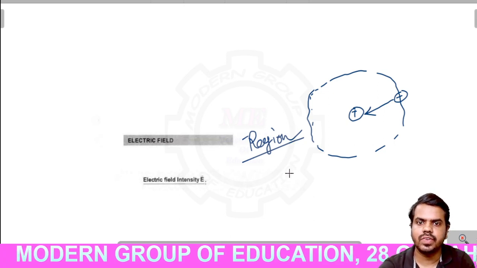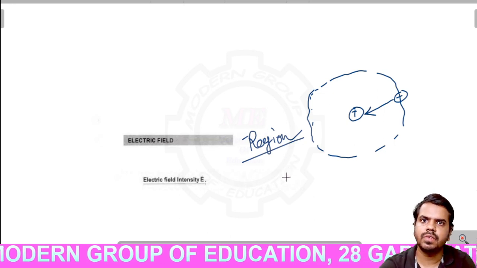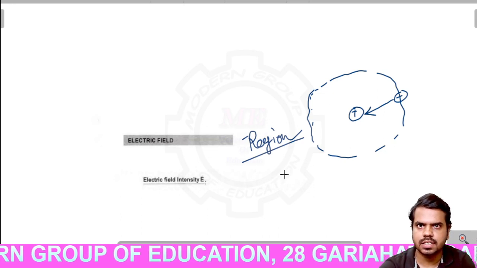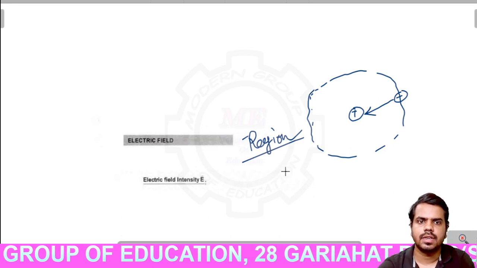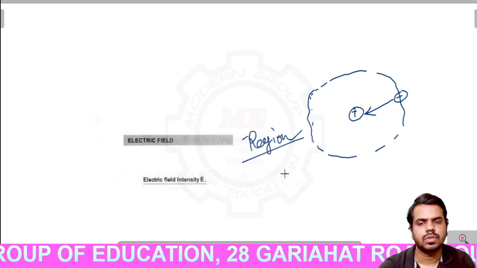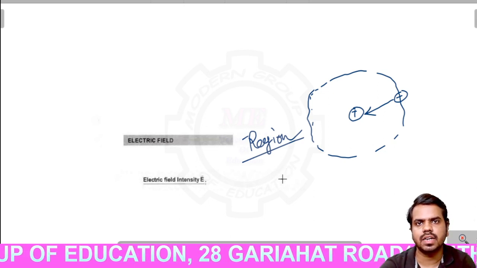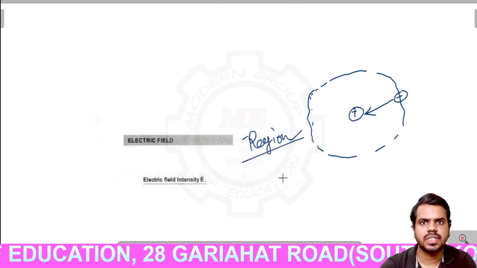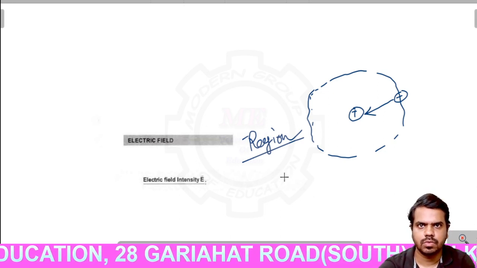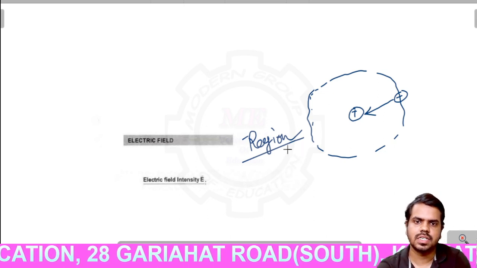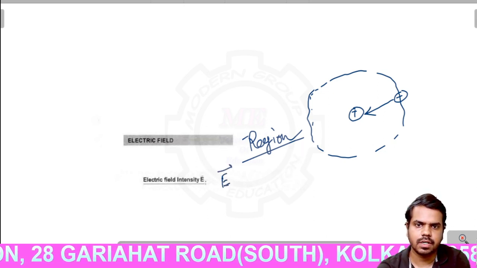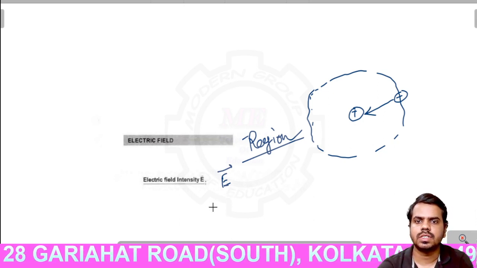But what is the electric field intensity? It is the measurement of the electric field, whether it is intense, how much intensity the electric field has, higher or lower. This is the electric field intensity, just like the gravitational field intensity. Gravitational field intensity is measured by the value of small g, but here electric field intensity is measured by the E vector.